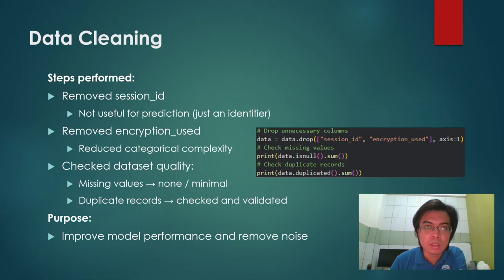After that, we check the dataset quality by looking for missing values using isnull and checking for duplicate records using duplicated. In this dataset, there were either no missing values or only minimal ones, and we also confirmed that duplicate records were properly handled. This step is important because cleaning the dataset improves model performance and removes unnecessary noise that could affect prediction accuracy.